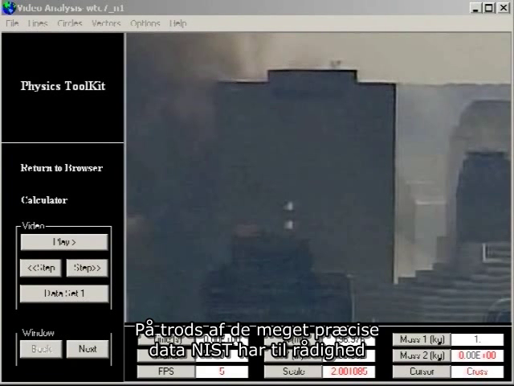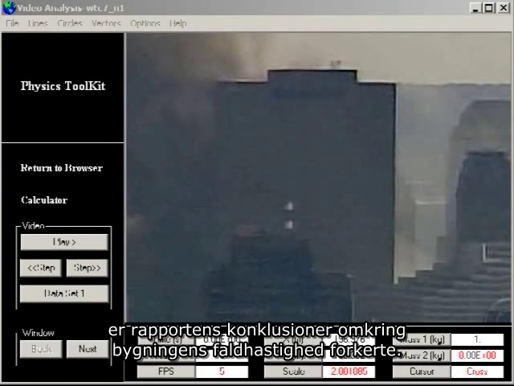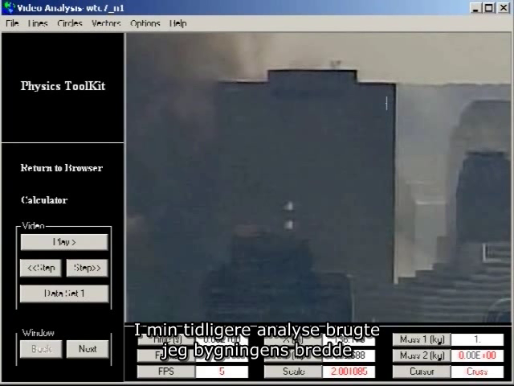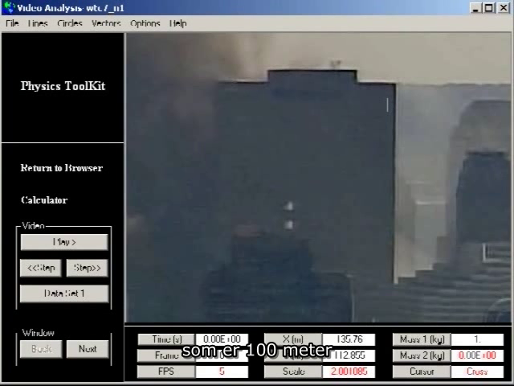Despite the accurate data available to NIST, their final report makes dishonest claims about the rate of fall of the building. I'll come back to the NIST report at the end of this video. In my earlier video analysis, I used the width of the building, which is known to be 100 meters, to calibrate the scale of the image.